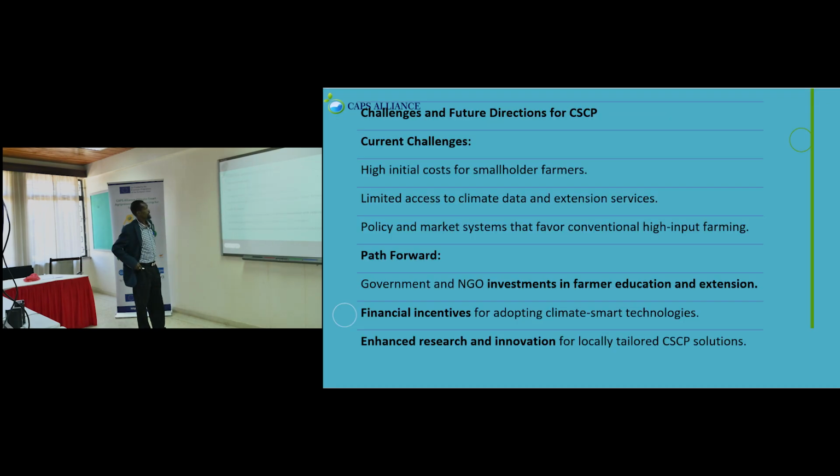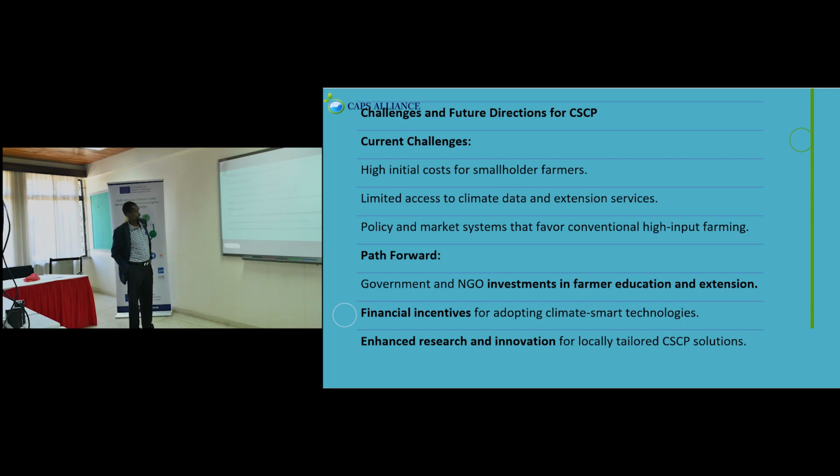Now, challenges and future directions in climate smart crop production. Current challenges: high initial costs, limited access to climate data, and extension services. We talked about extension services. We need extension officers to go to the field to be able to help farmers practice smart agriculture.